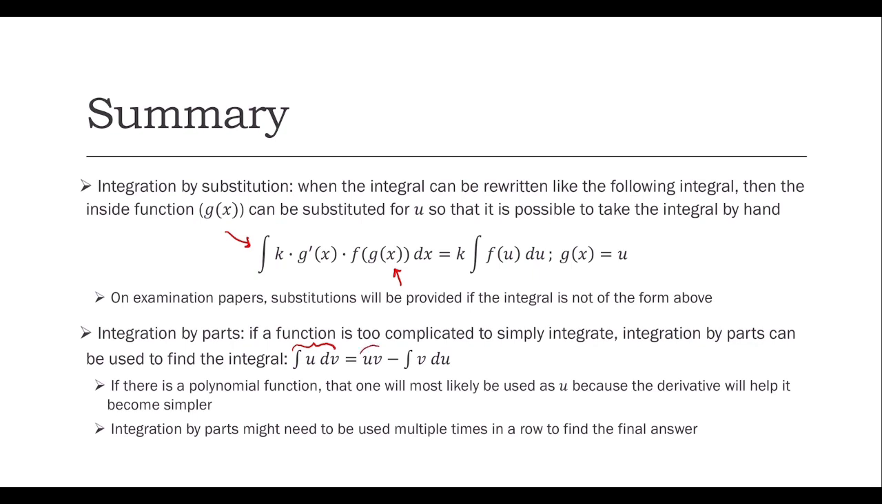And then your integral will be uv minus the integral of v du. If there's a polynomial function, that one will most likely be used as u because the derivative will help it become simpler. And integration by parts might need to be used multiple times in a row to find your final answer.